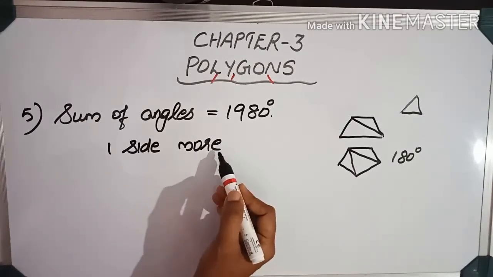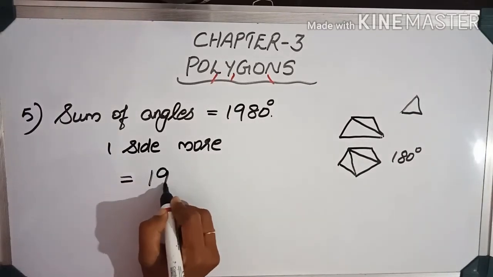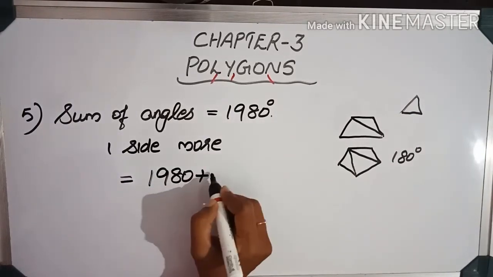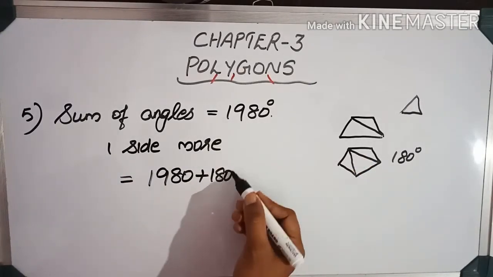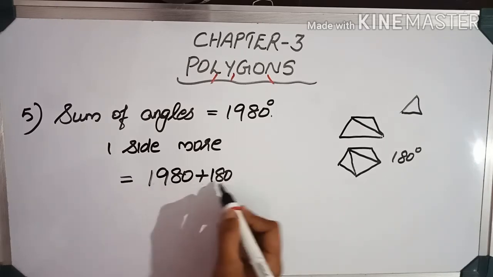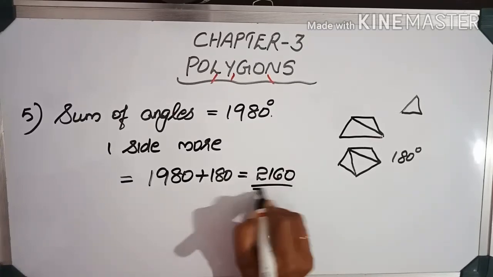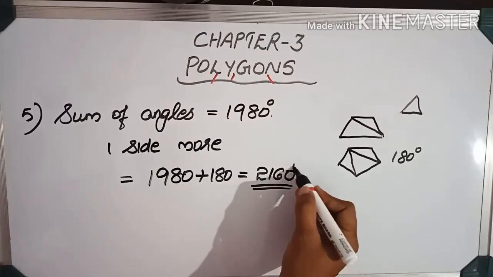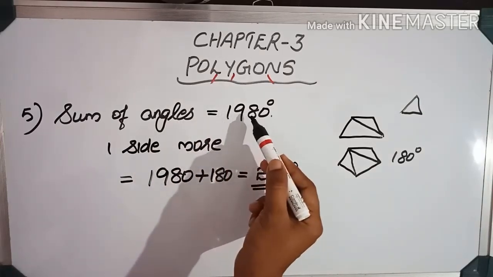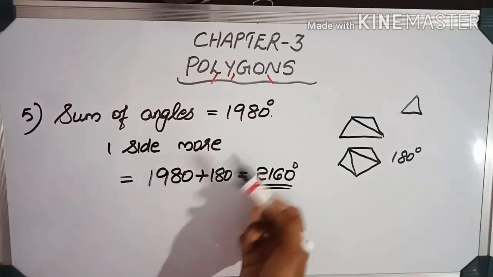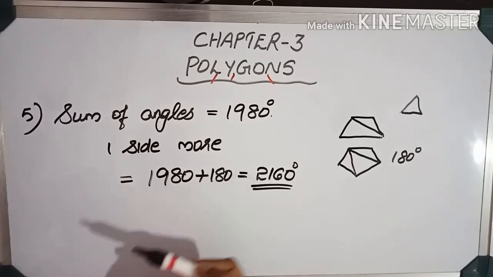So one side more means the sum of angles will be 1980 plus 180. An extra triangle will be there, and that extra triangle's sum of angles is 180 degrees. So the answer will be 2160. 2160 is the sum of angles of a polygon with one side more than this polygon. Similarly, for one side less, it means minus 180 degrees. This is the answer.